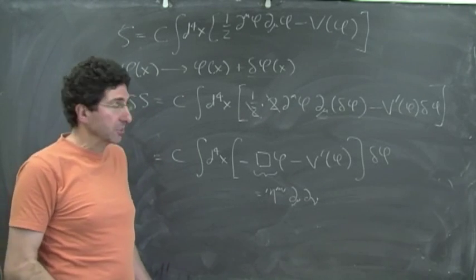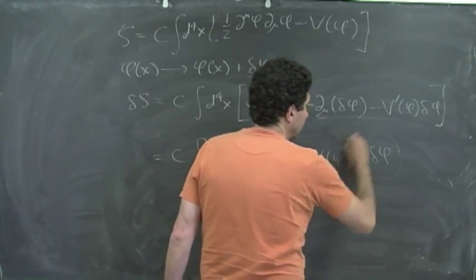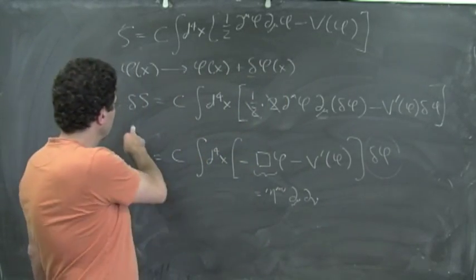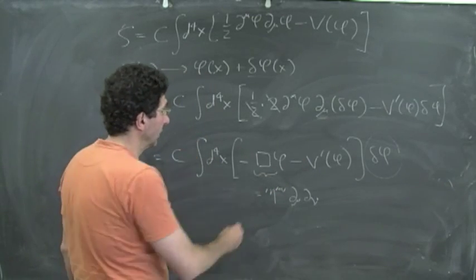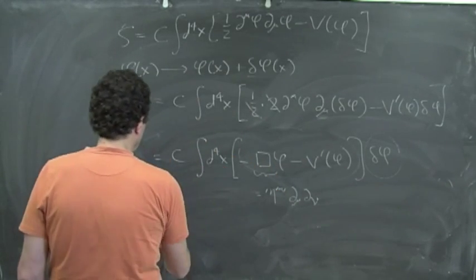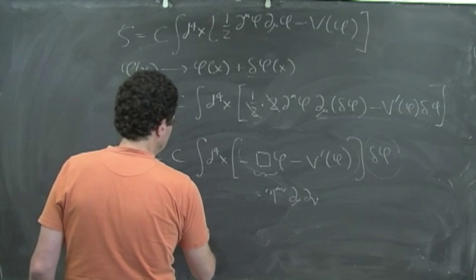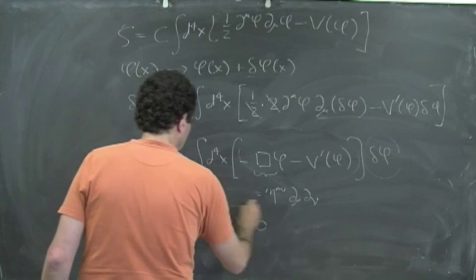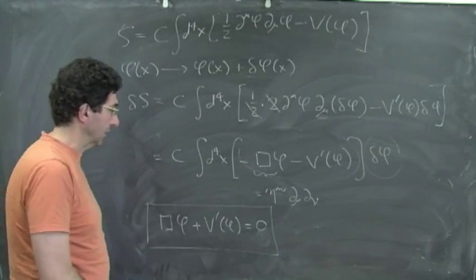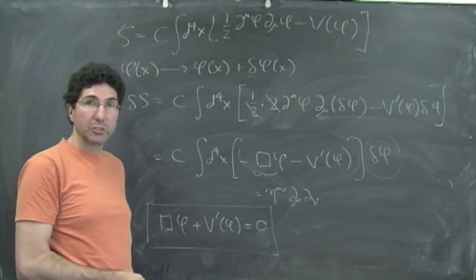And now, by a standard argument, delta S is required to be 0 for arbitrary variations, so the only way is if this thing right here is 0, and so we get our field equation like this. Box phi plus V prime of phi equals 0.